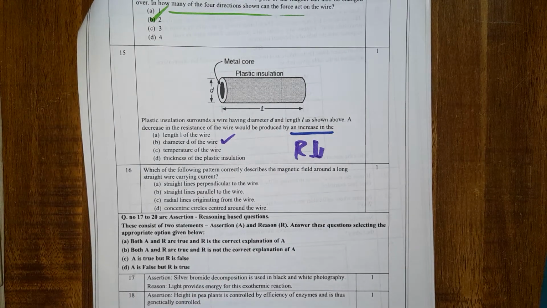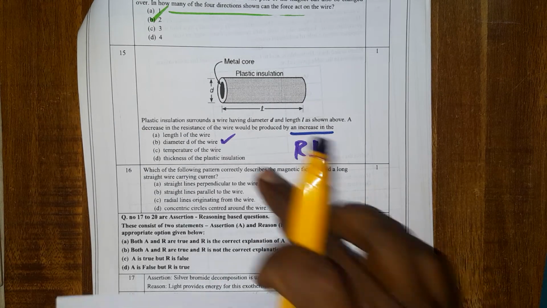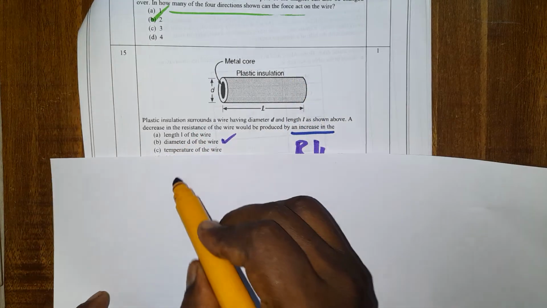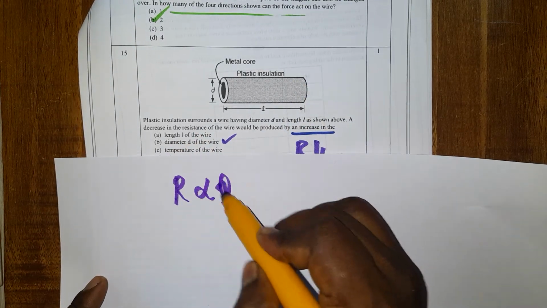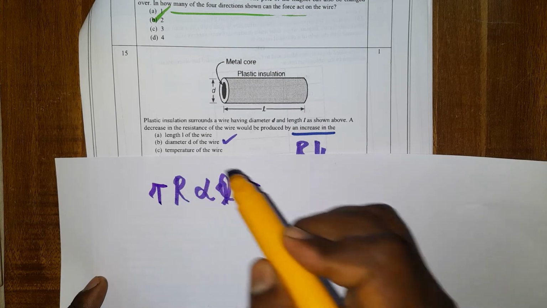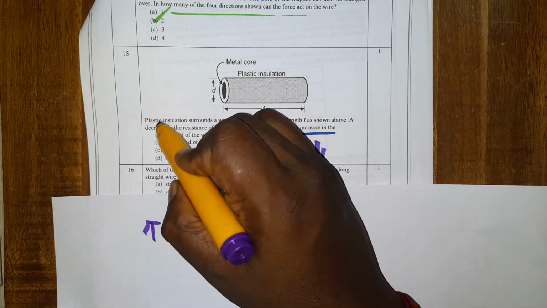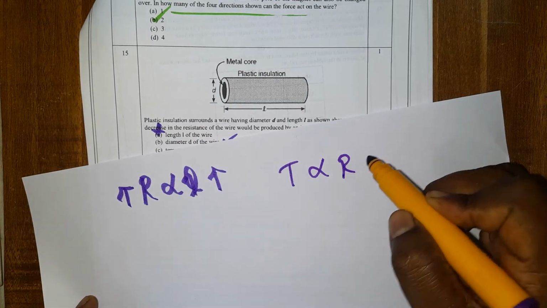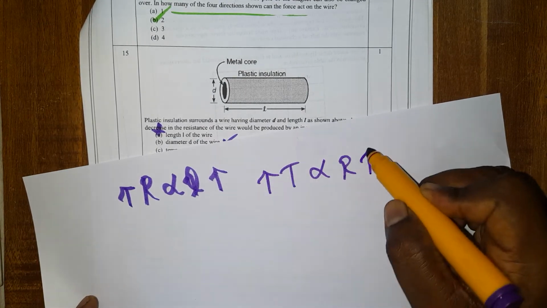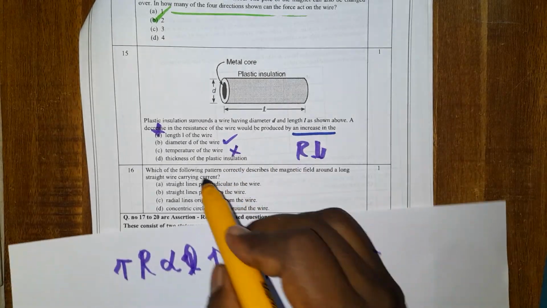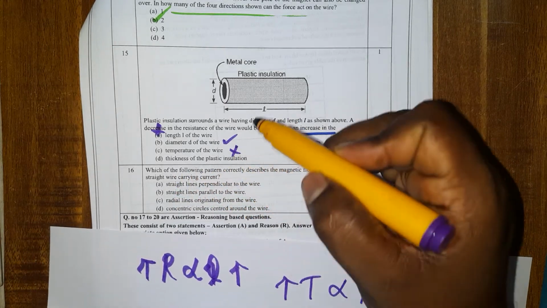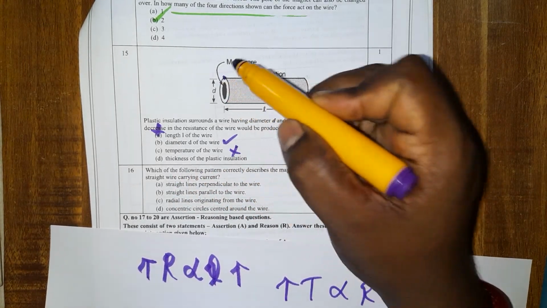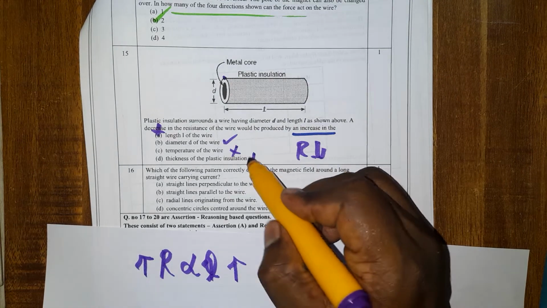For example, take length. Resistance is directly proportional to length. If you increase length, resistance will increase, so that is a wrong answer. Temperature is directly proportional to resistance. If you increase temperature, resistance will increase, this is also wrong. And the thickness of the insulated pipe: it depends only on the conductor, insulation is not going to matter.